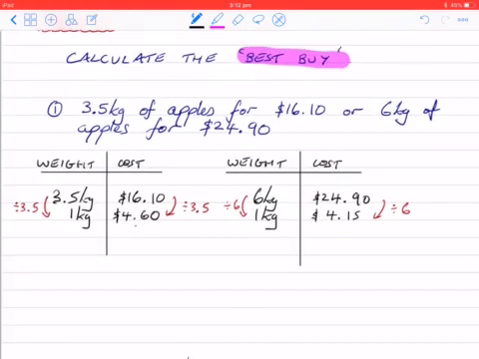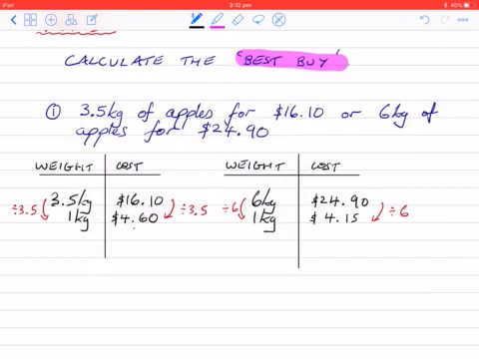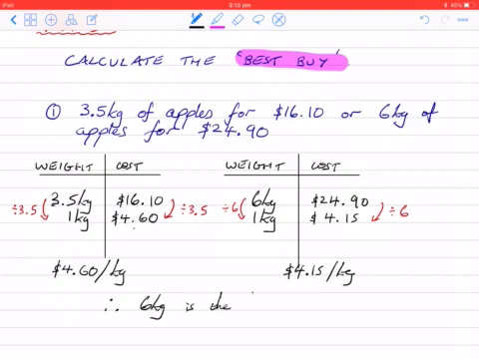You can actually write this as a rate if you want. I don't know whether you've seen this before. You might see this at the shops. So this means it's $4.60 per kilogram. And this means $4.15 per kilogram. We need to finish off our answer because we've not really answered the question yet. So we say 6 kilograms is the best buy.